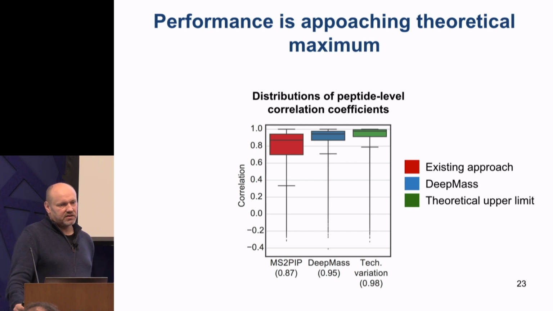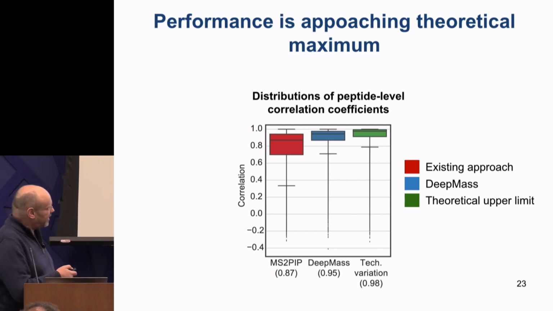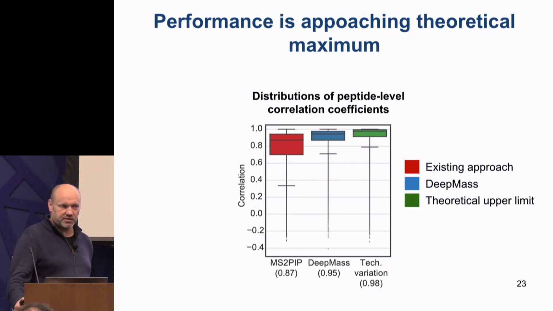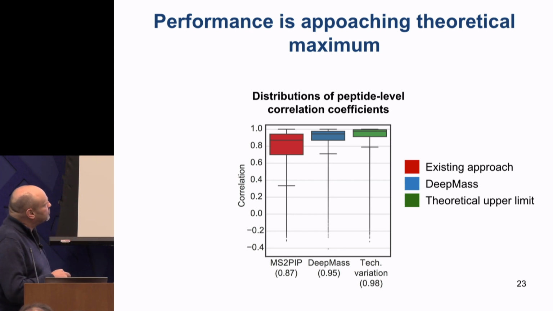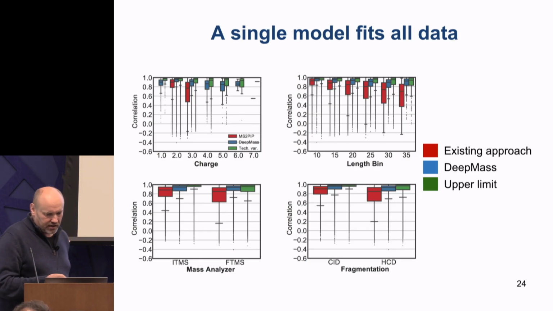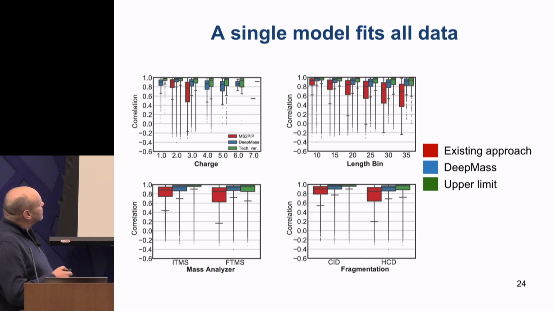So there will also be some deviation. And that's actually the distribution of correlation coefficients for these technical replicates. That's a theoretical limit for the performance of the prediction, and we're actually getting very close to that. So we are almost reaching the theoretical limit for the prediction quality, and by far outperforming conventional methods for doing this. And that's actually true for all kinds of slices.